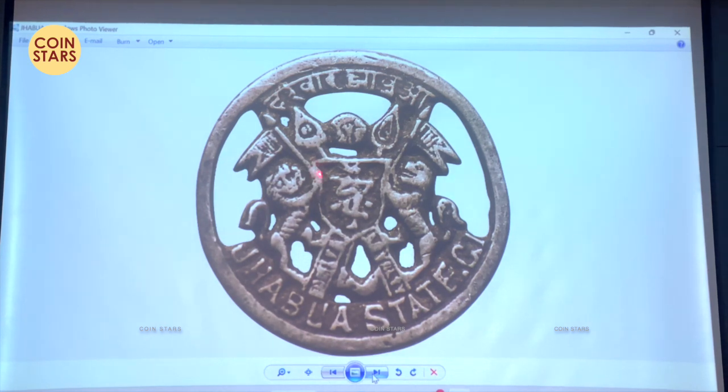Next. This is Jhabua state, central India. Two tigers holding the shield, and on the shield, Krishna Bhagavan is there playing the flute. Darbar Jhabua. Or this is popularly the Morpankh.